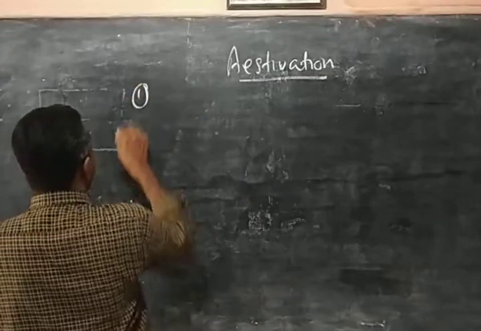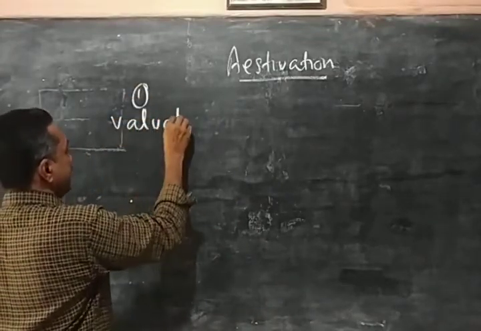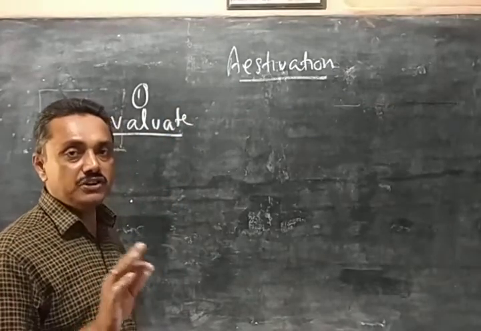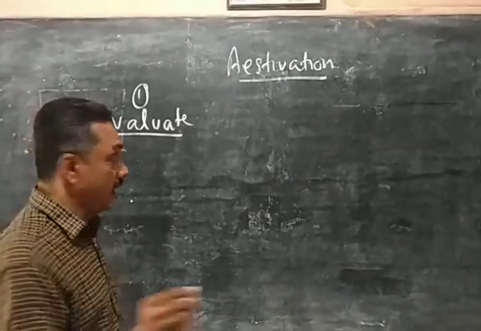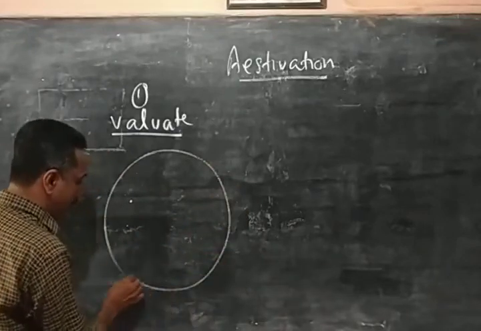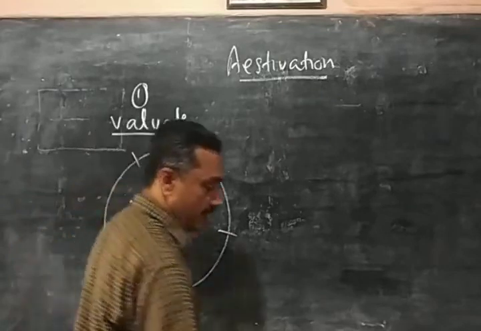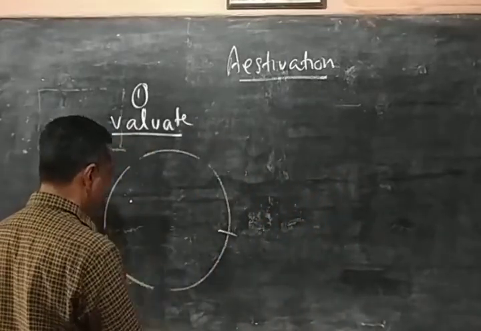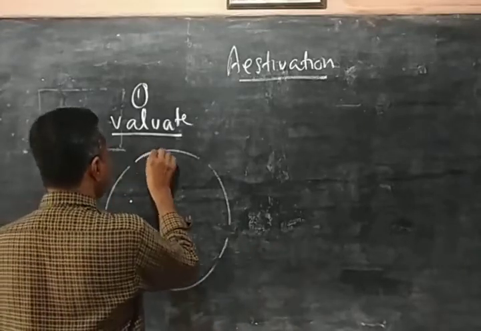First one, valvate aestivation, as in the case of hibiscus. Valvate aestivation means no overlapping. You can see the diagram in the textbook very clearly. In valvate aestivation, 5 petals are there, arranged in a non-overlapping manner. See the diagram like that.